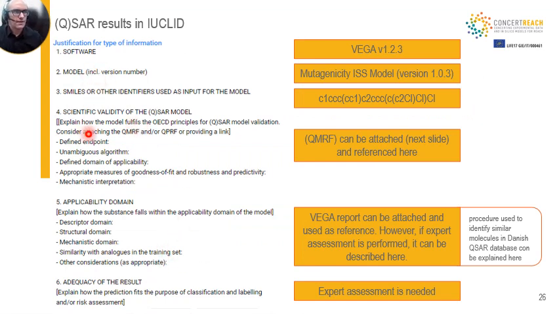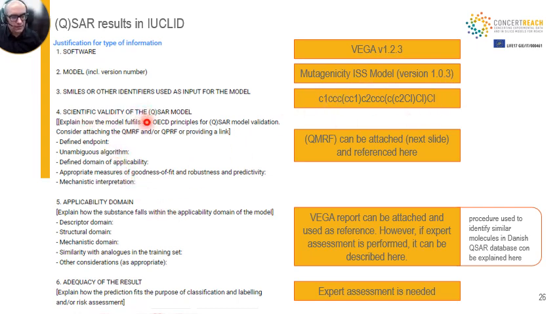Now, coming to the field justification for type of information, Euclid provides a template for reporting QSAR results with all the information needed for documenting the results. So, for example, the software should be stated. In our case, it is VEGA and its version. The model, mutagenicity ISS, and the version. The SMILES used for the calculation.